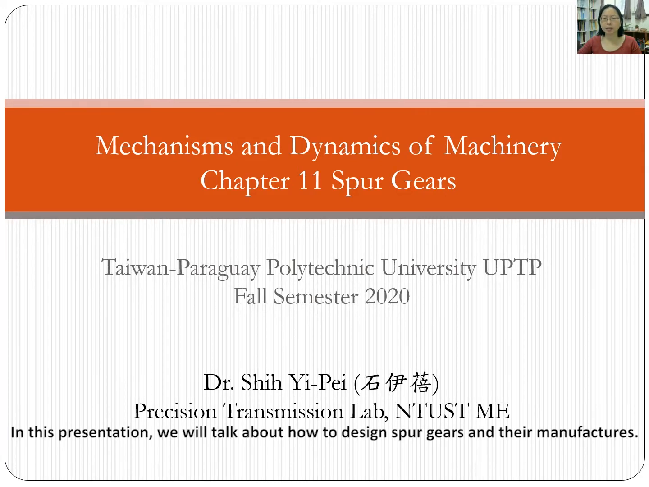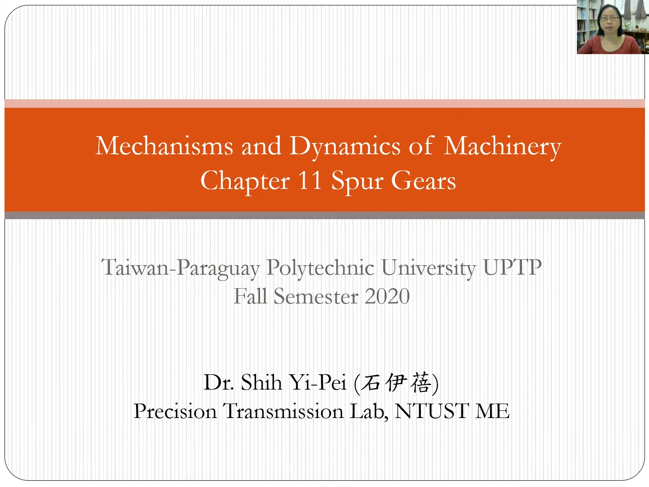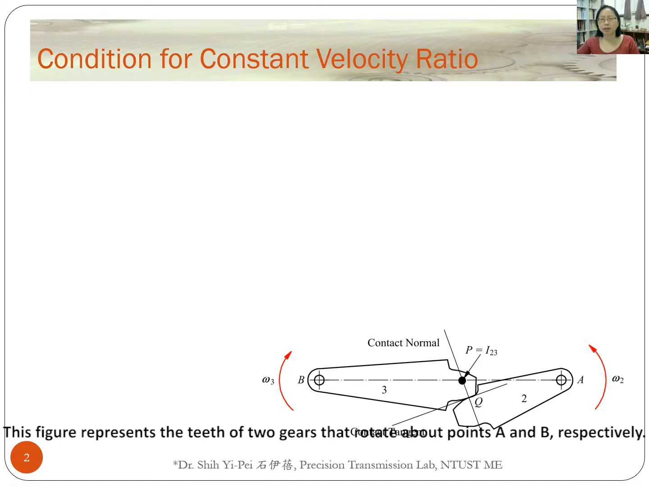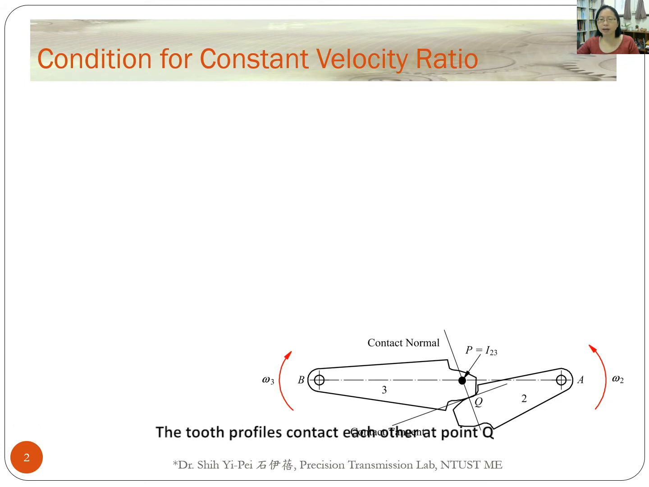In this presentation, we will talk about how to design spur gears and their manufacturers. This figure represents the teeth of two gears that rotate about points A and B, respectively. The tooth profiles contact each other at point Q.